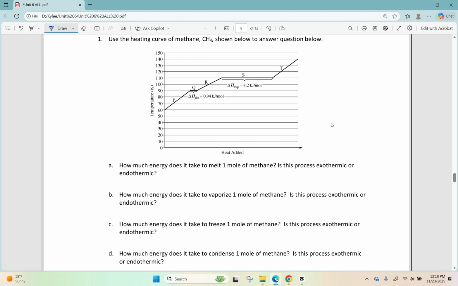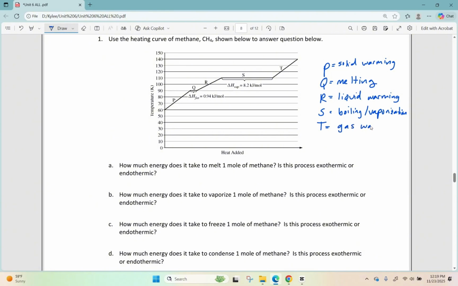So here we have a heating curve for methane, CH4, and we have different parts of the graph. Part P is going to be my solid being warmed. Where Q happens is the actual melting process. R is going to be in the liquid phase, and that liquid is going to be gaining energy. And then S is going to be the actual boiling or vaporization. And then part T of the graph is going to be my gas just warming up.